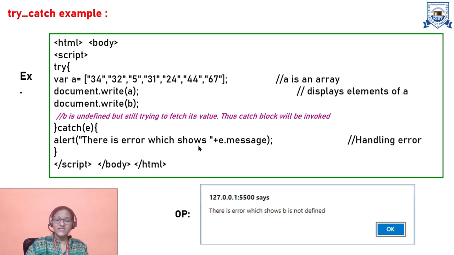This is error which shows, and e.message means it will display its own message. And what is the message? That b is not defined. So in the case of try, the exception occurred, and with the help of the catch, it got handled. And in this case, if we have written the rest of the program, it will also get executed.